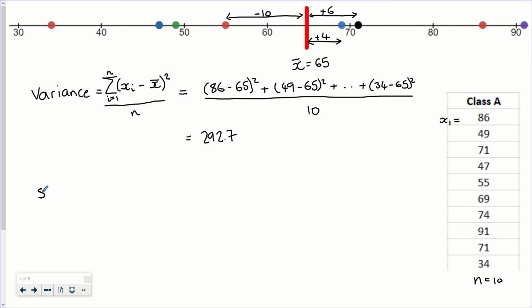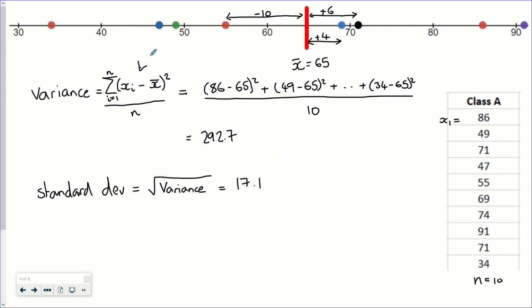So if we work out the standard deviation here, we're going to square root the variance. And if we did that, square root of 292.7, we'd get that the standard deviation is 17.1. You can think about that as the average distance of the data points to x bar at 65.